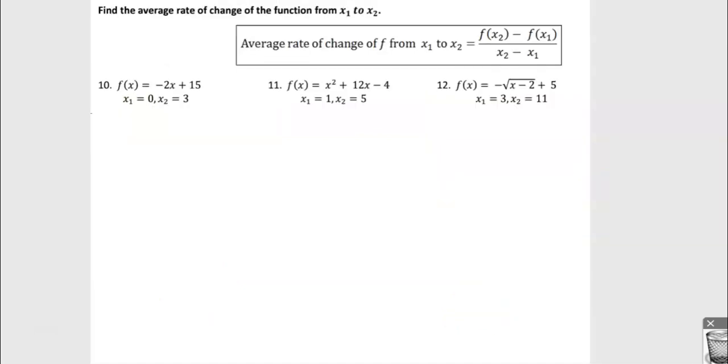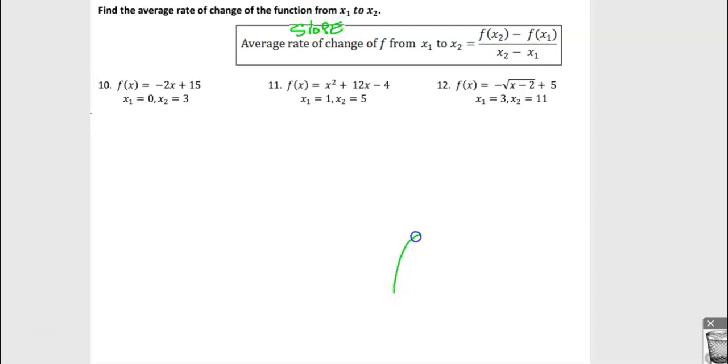The next thing is the average rate of change. So you have this formula that may be new to you. f of x2 minus f of x1 over x2 minus x1. Basically, the average rate of change is a code name, I guess, for slope. Find the slope, the average rate of change.